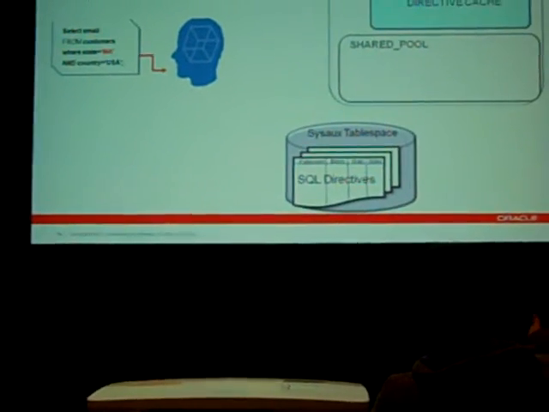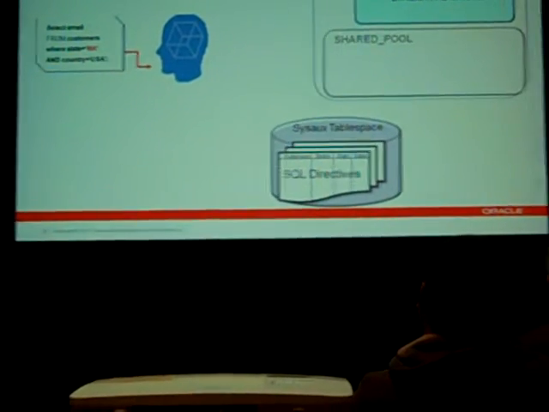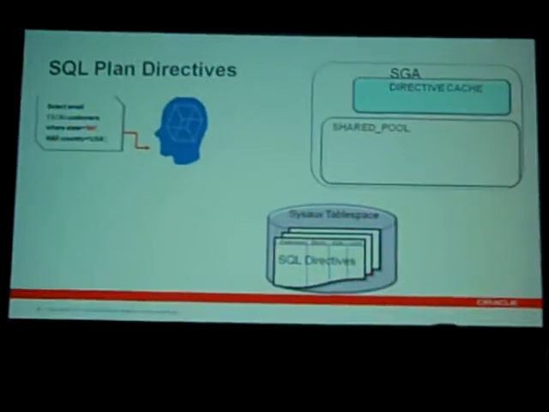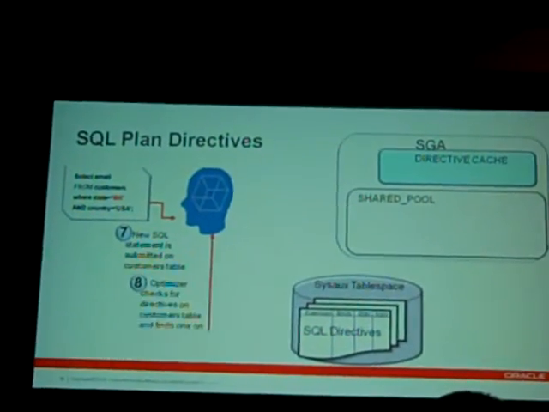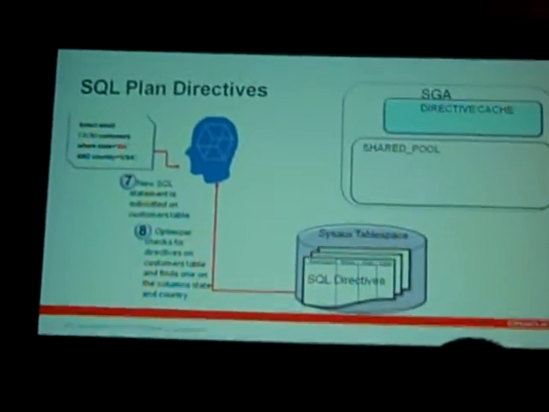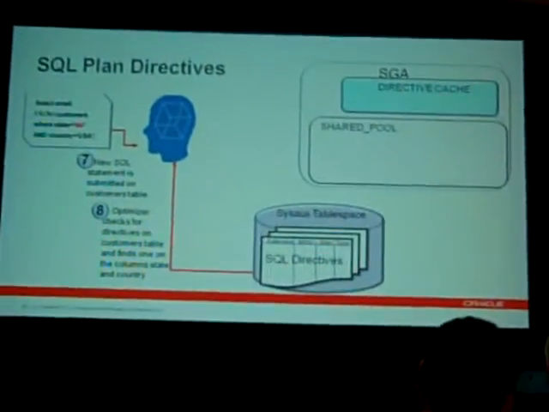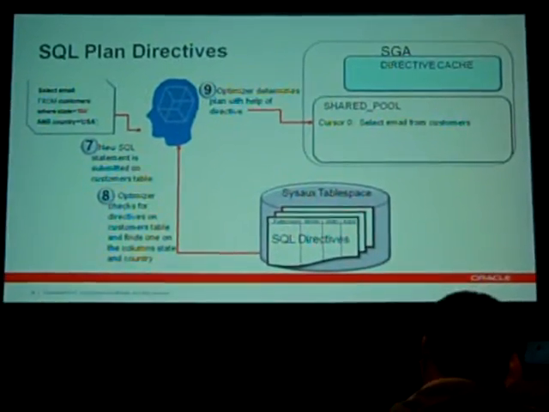When a new query comes in on the customer table, a different query but with the same two columns in the where clause predicate, again state and country, the optimizer sees that SQL statement coming in and uses the base statistics, but it also checks whether it has a SQL directive for that new statement. We find the SQL directive that says you should be using dynamic statistics when state and country are used together, and so the optimizer uses dynamic statistics at this point and comes up with an execution plan based on those dynamic statistics.